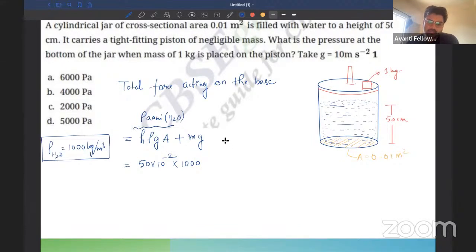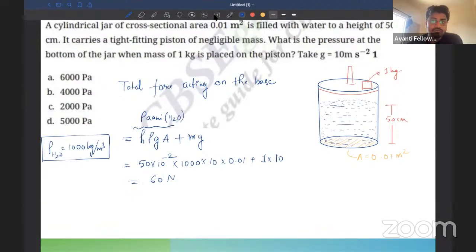Okay, accordingly you can also find per centimeter cube, all into gravitational acceleration, take 10. How much area is given? 0.01 and it's in meter square. Okay, fine. Mass is 1 kg, gravitational acceleration is again 10. If you solve this, you will get 60 newtons. Okay, so this is basically the force acting on the base.